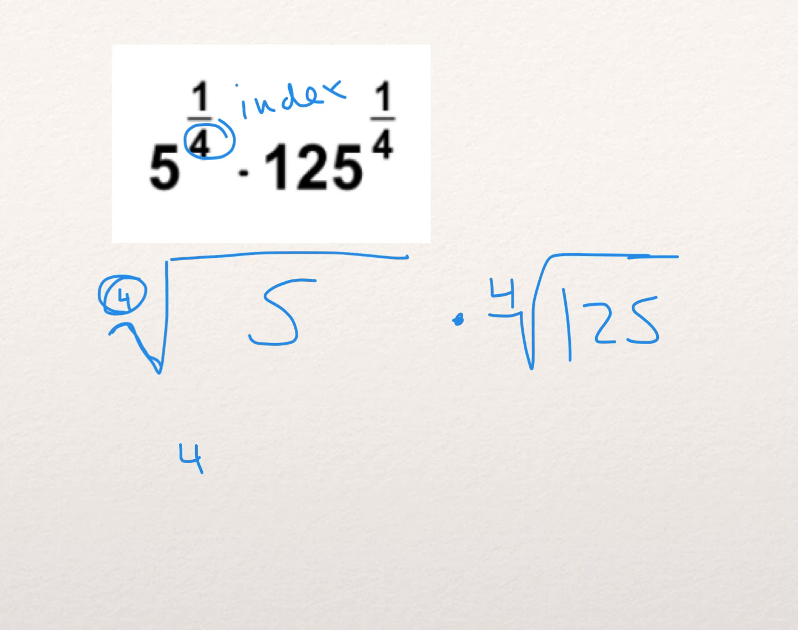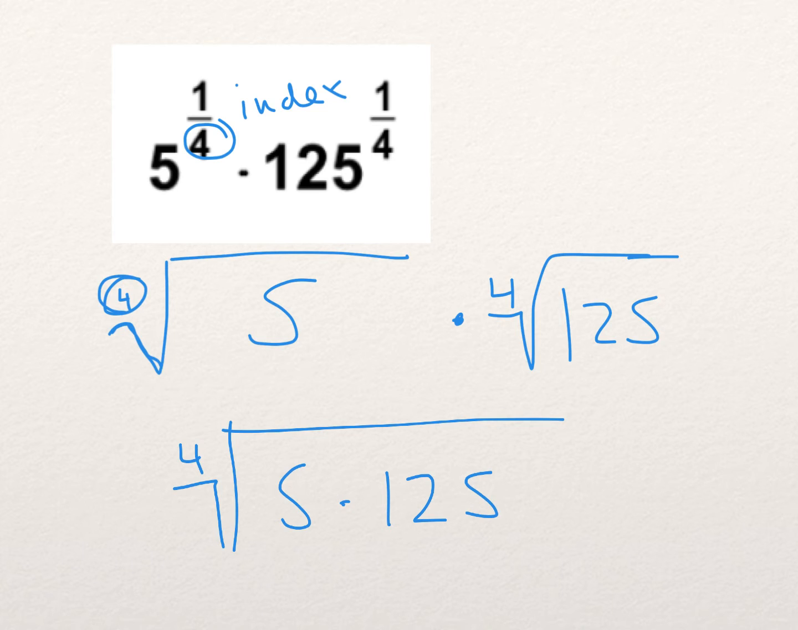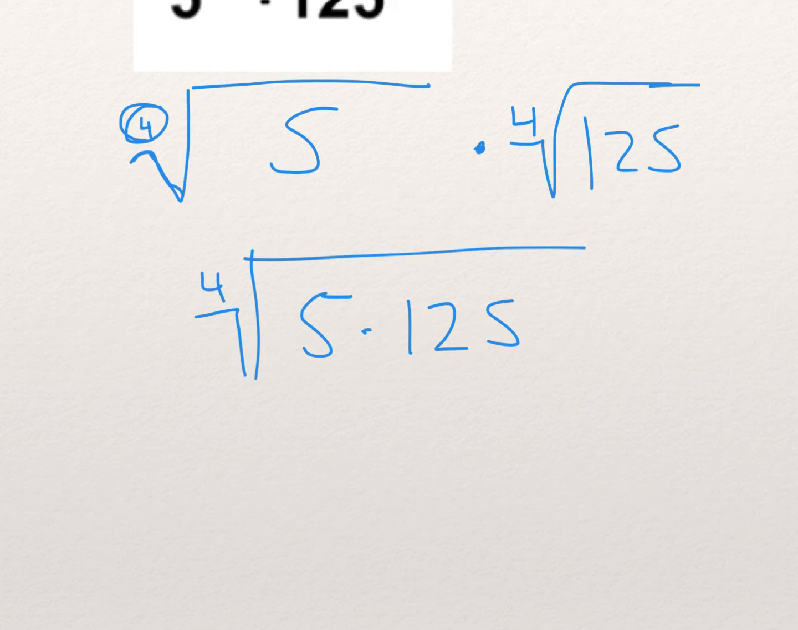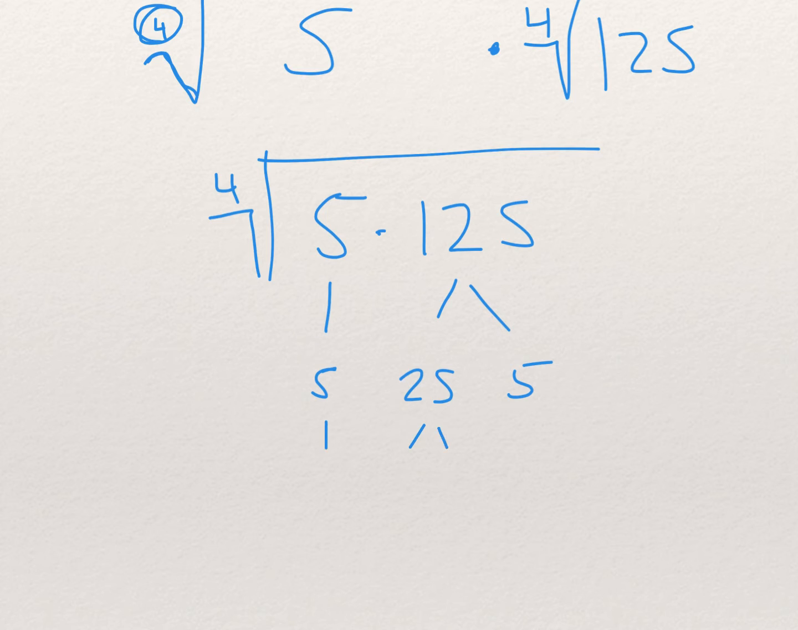So can we combine them together? Yep, so we have the 4th root. We put everything under the same radical. So 5 times 125. We can either multiply these together, or we're going to break them up anyway, so we don't need to. We don't have any factors of 5, so we're just going to drop that down. What are factors of 125? 25 and 5. What are factors of 25? 5 and 5.